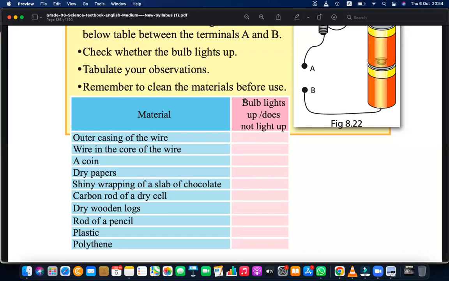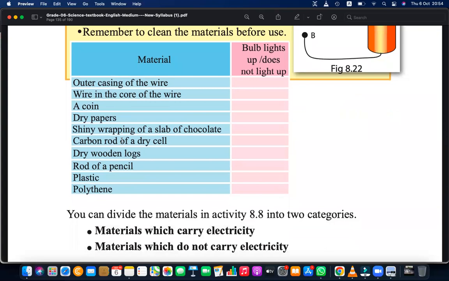But what are the conductors here? One of the conductors, can you tell? See the list and tell me the conductors, or tell me whether it is a conductor or insulator. Outer casing of the wire. Is it a conductor or insulator?